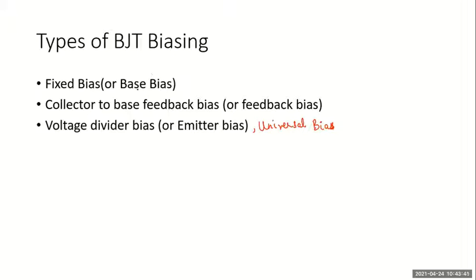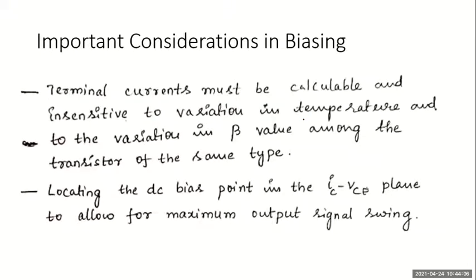Okay. So voltage divider bias is also known as universal bias simply because it is the most commonly used biasing arrangement for amplifiers. This voltage divider bias is the most commonly or often preferred biasing arrangement used in almost all types of amplifiers. Now, just before trying to analyze the different biasing circuits, some important considerations in biasing.